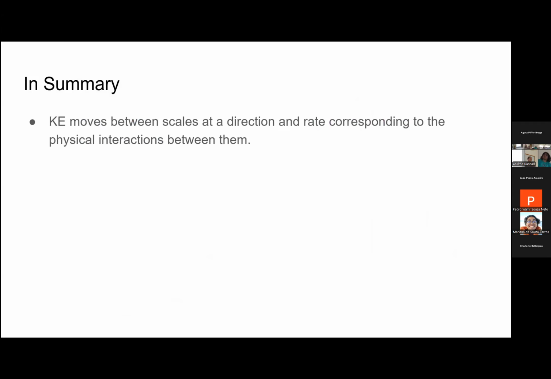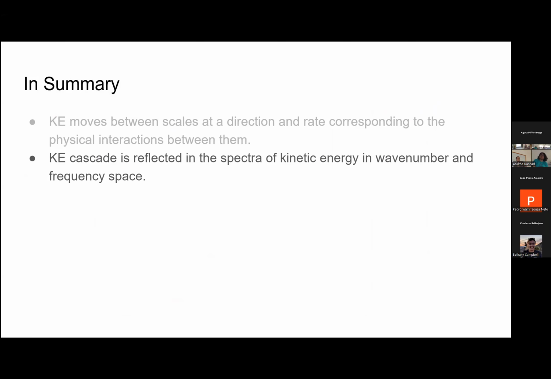So just to summarize, kinetic energy moves between scales at a direction and rate that corresponds to the physical interactions between those scales. And the kinetic energy cascade is reflected in the spectra of shear and of kinetic energy in wave number and frequency space. So the shape of that spectrum can help us say things about the cascade.